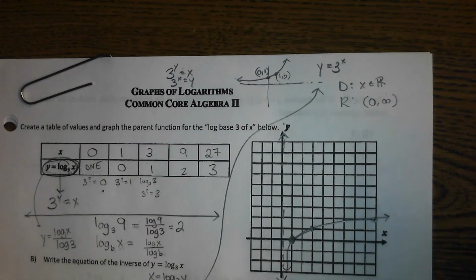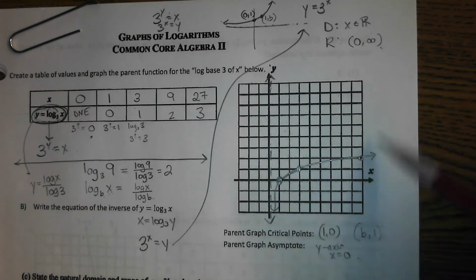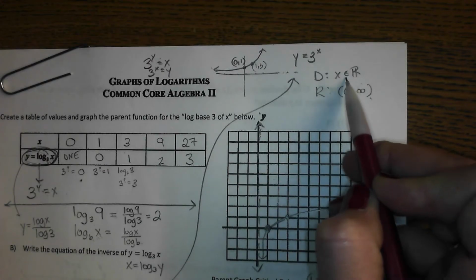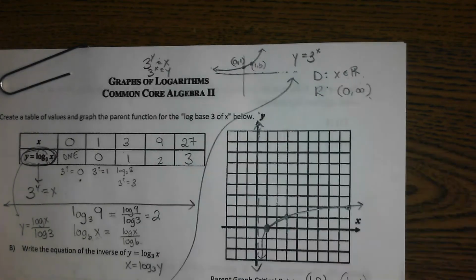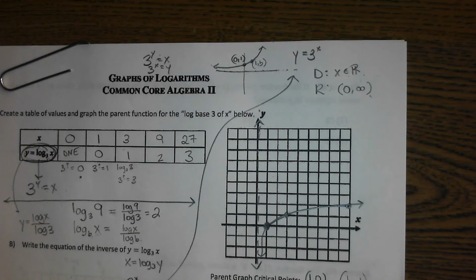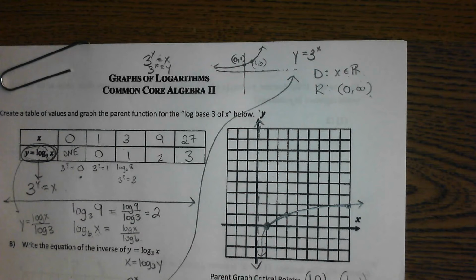So because they're inverses, those are just going to flip-flop for your log function. X can be any real number. X, that little c with an e in it, is an element of. So you can say x is all real numbers, that'll work.